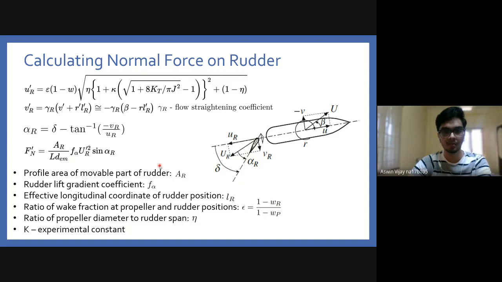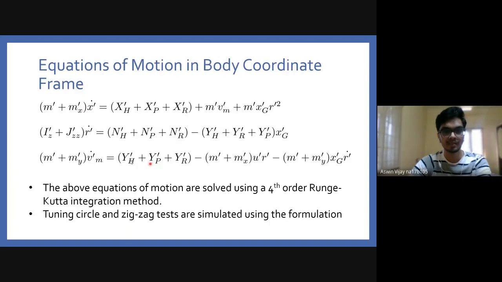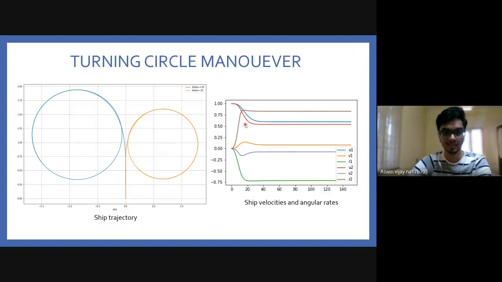Okay, and now moving on. These are the final equations of motion that I have rewritten into the body coordinate frame from the previous center of gravity frame, and these are what I will be solving using a fourth-order Runge-Kutta method, and I have performed a turning circle test simulation. So these are the results I got for the turning circle maneuver.